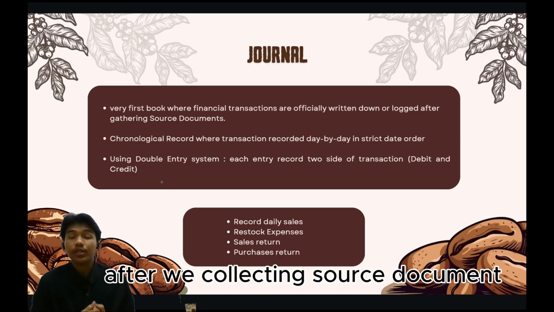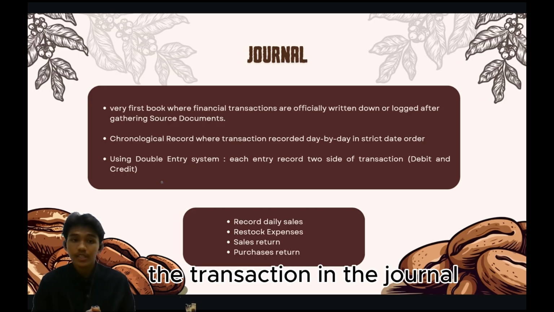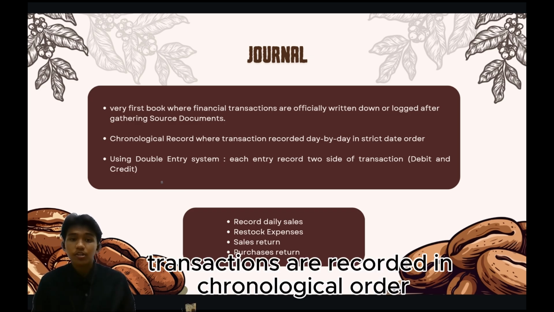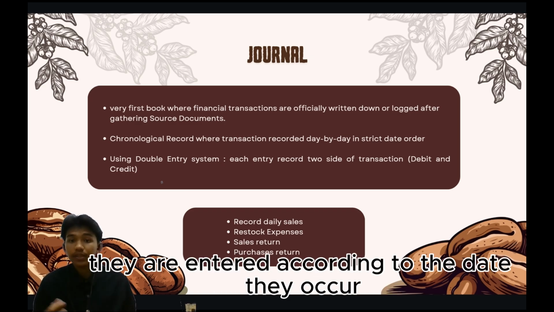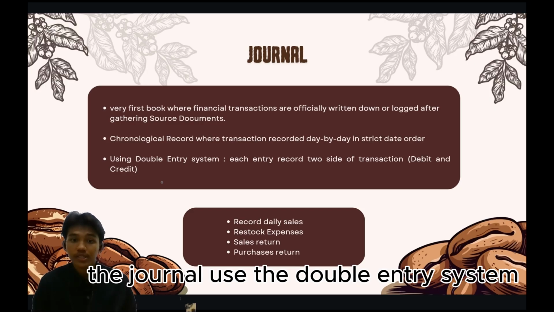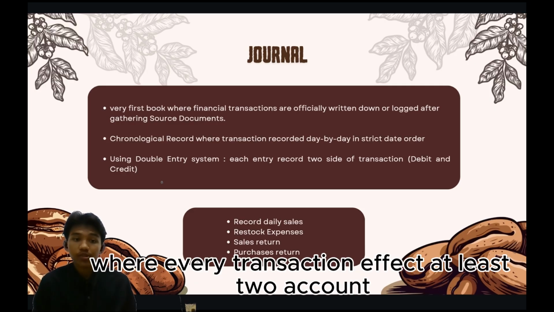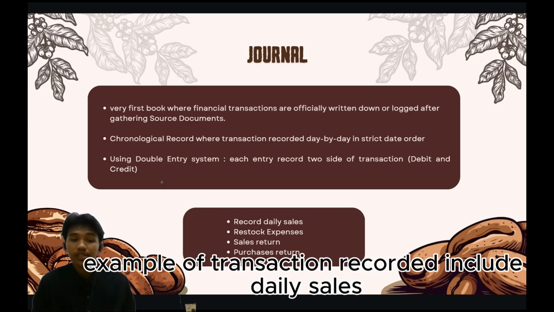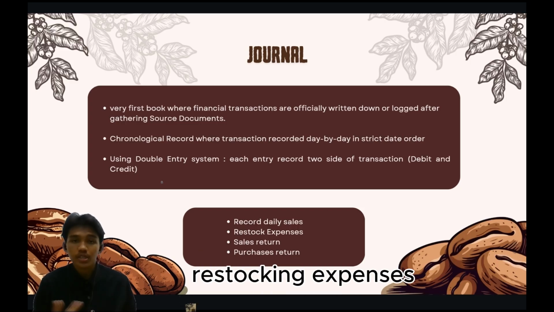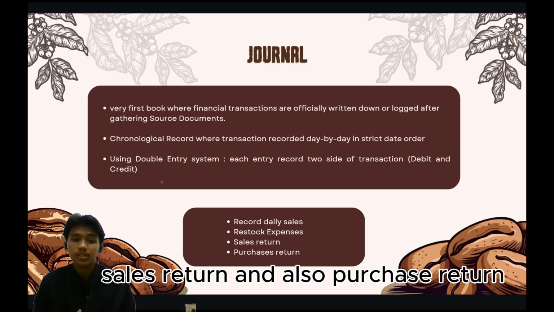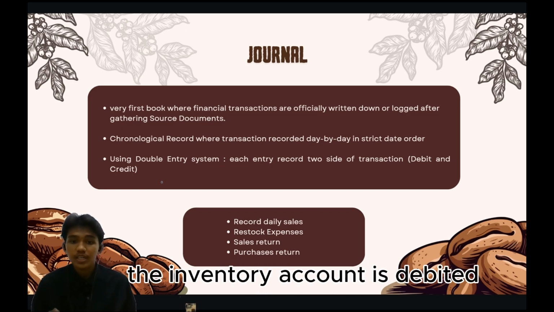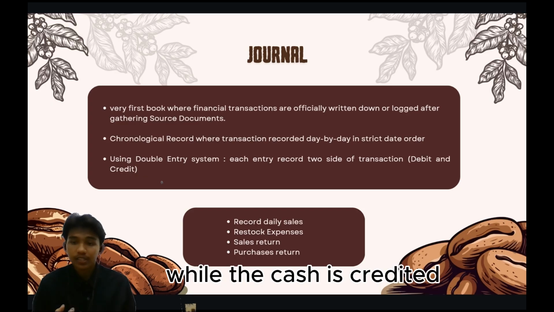After we collecting source document, the next step is to recording the transaction in the journal. A journal, also known as the first book of accounting record. Transactions are recorded in chronological order, meaning they are entered according to the date they occur. The journal use the double entry system, where every transaction effect at least two account through debit and credit entries. Example of transaction recorded include daily sales, restocking expenses, sales return, and also purchase return. For example, if Sinngahngopi purchase coffee beans with a cash, the inventory account is debited while the cash is credited.